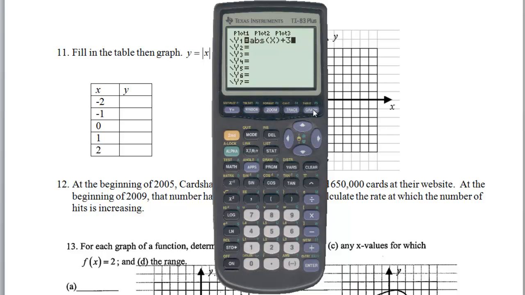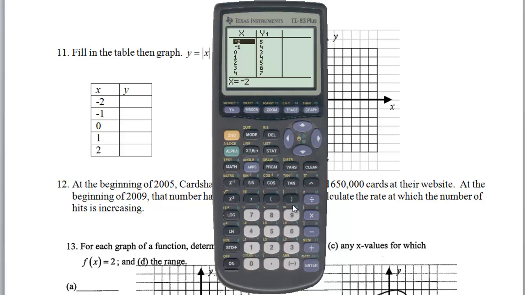Then go to your graph to make sure it looks like a V. And then to see the points that you plug into your table, go second graph. And then you can scroll up using the up arrow key to see this 5, 4, 3, 4, 5.